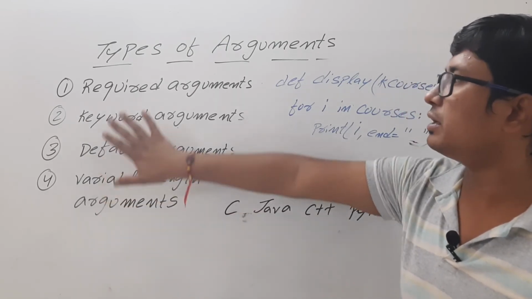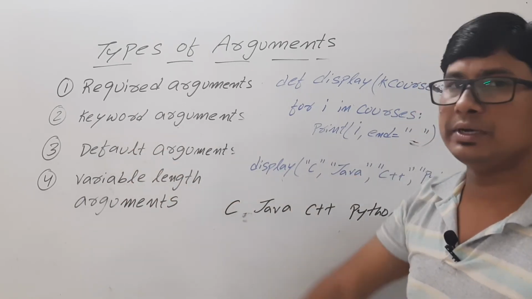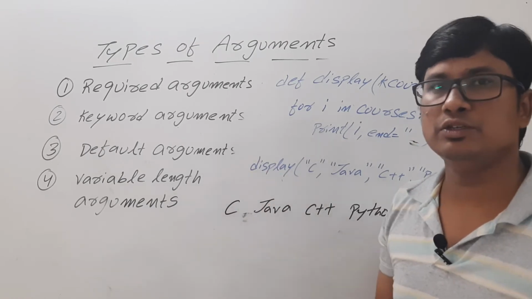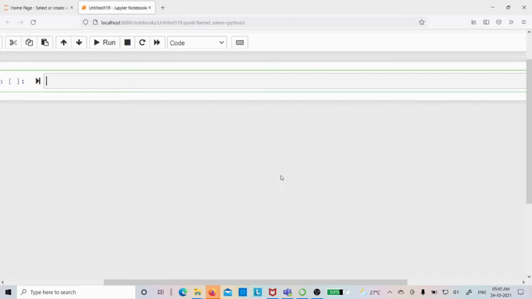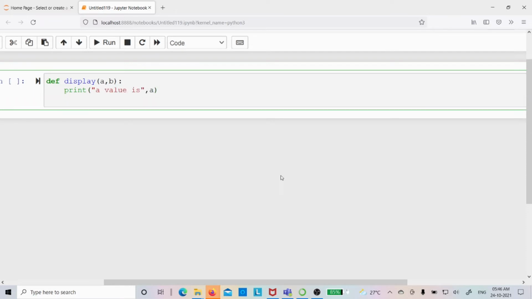So I hope you have understood the required arguments, keyword arguments, default arguments, and variable length arguments. For better understanding, I will execute all these programs in the Jupyter notebook. First, let me discuss a program related to required arguments. I need to define a function called display. It takes 2 arguments, A and B. Inside the function, I am writing a print statement, A value is, and one more statement, B value is.